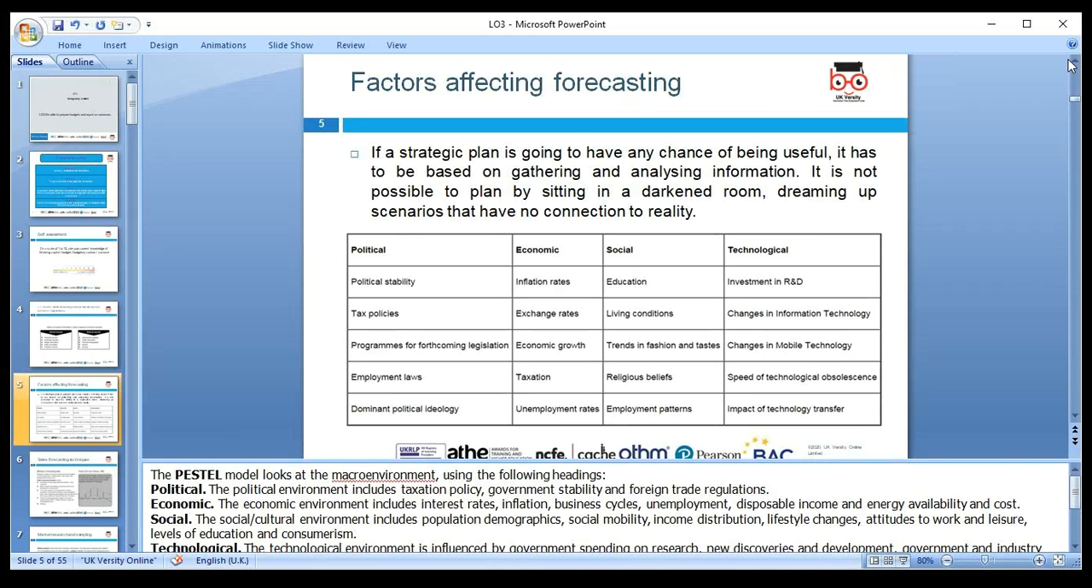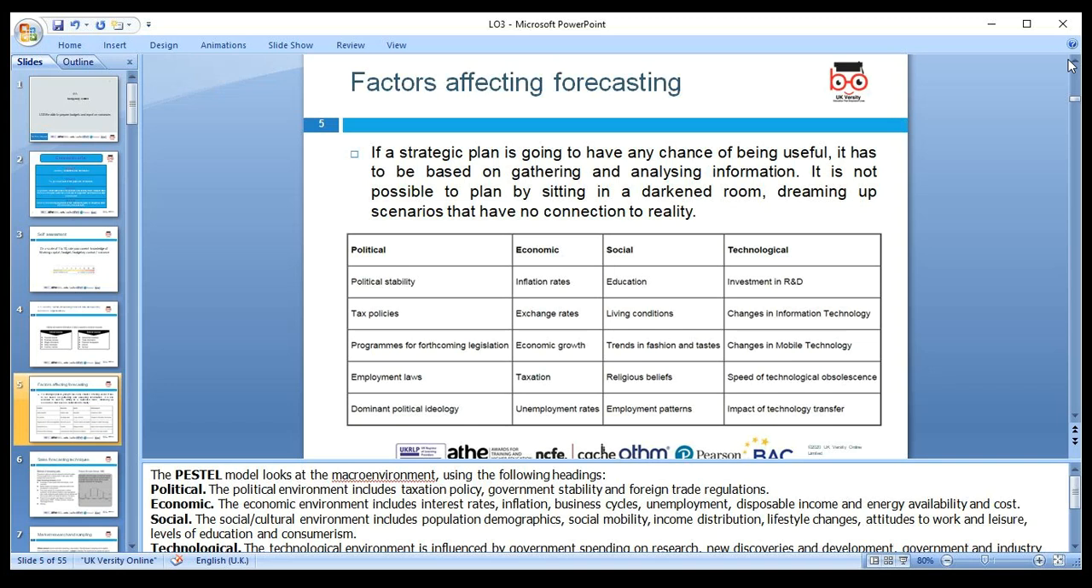Okay, so the factors that are affecting. If the strategic plan is going to have any chance of being useful, it has to be based on gathering and analyzing information. It's not possible to plan by sitting in a darkened room and dreaming up scenarios that have no connection to reality. So we need to be real.